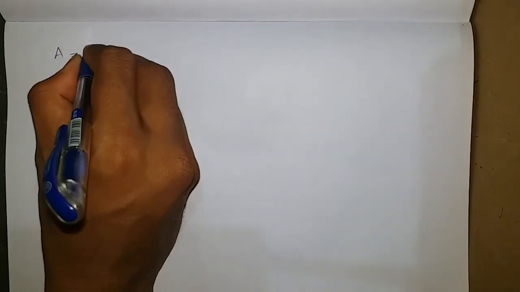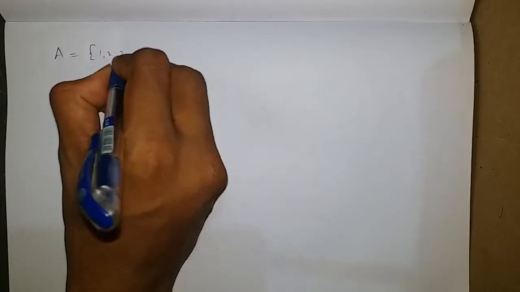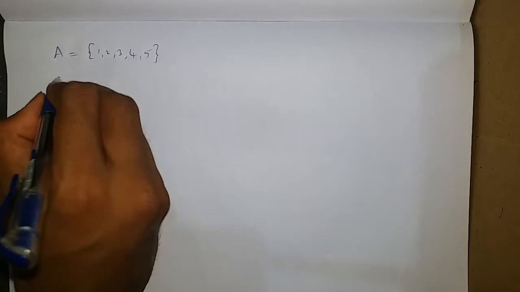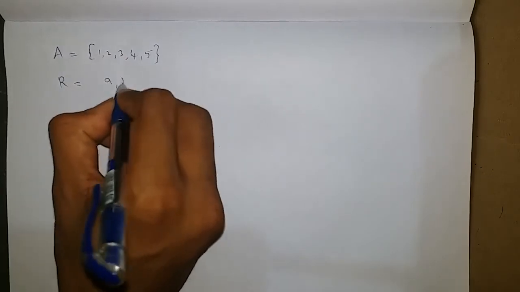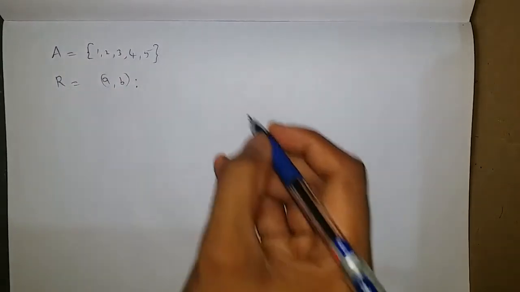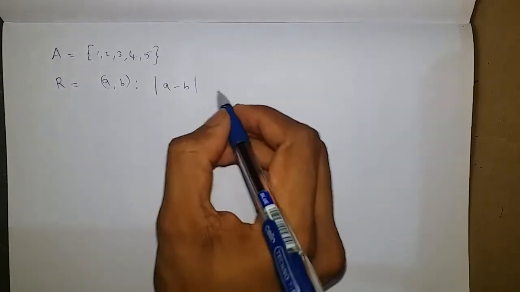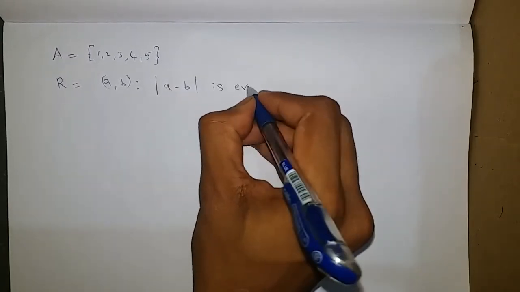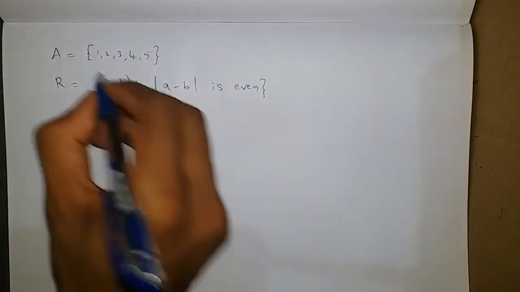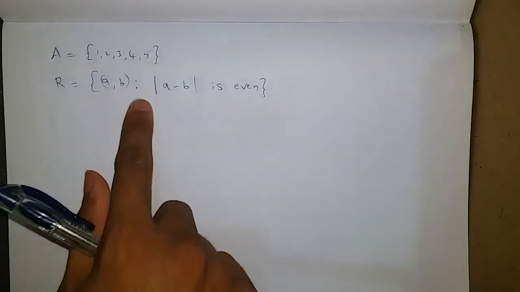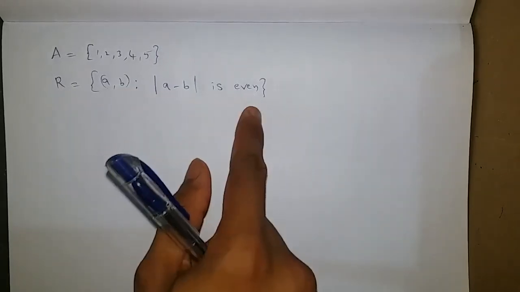Okay, now let us take one more example for this equivalence. We have set A, the elements are 1, 2, 3, 4, 5, and the relation is given as (a,b) such that modulus a minus b is an even number.